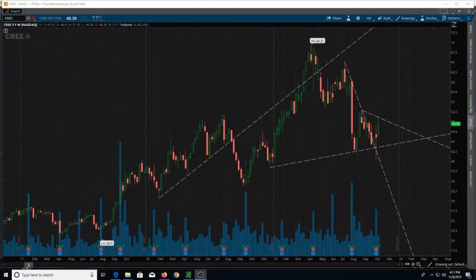I want to go over a trade I made today in my live account in CREE. I want to start with the weekly chart. As you see on the screen, I've gone ahead and drawn in some trend lines that I was using.